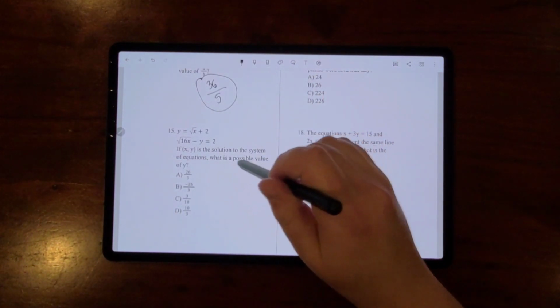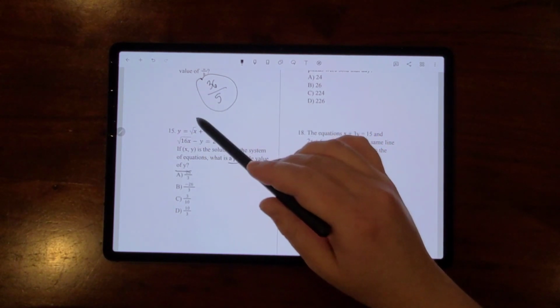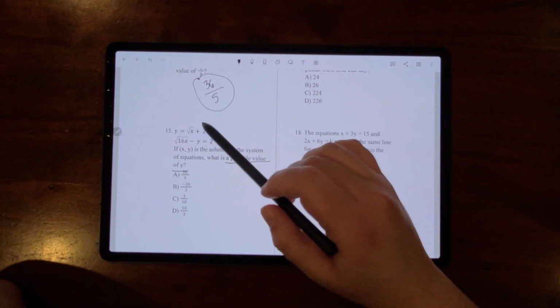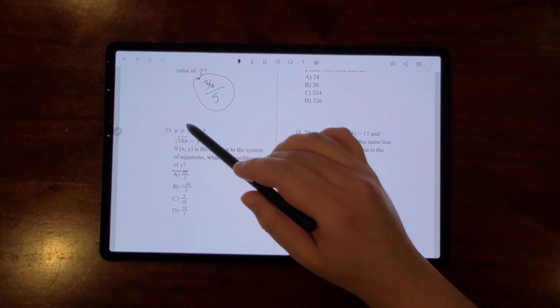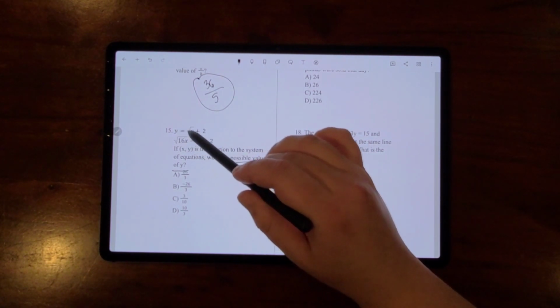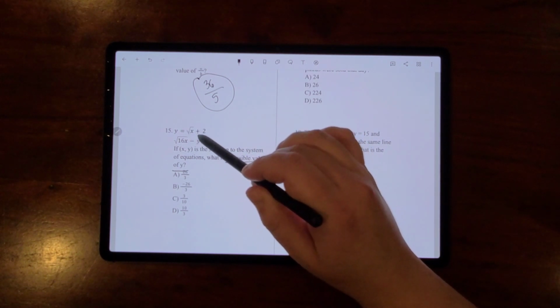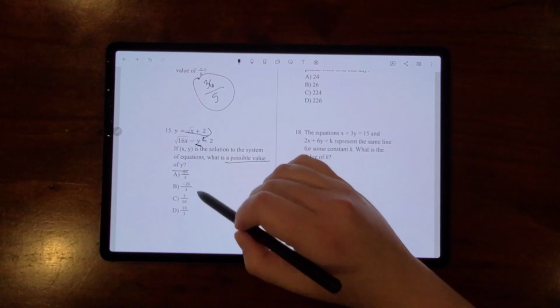So for this one, we're trying to find a possible value of y for the system. So let's see, what would be the easiest thing to do? It would probably be substitution, since y is already by itself right here. So y is equal to root x plus 2. So instead of saying y in the second equation, I'm going to put root x plus 2 because they're supposedly equal. So that's what I'm going to do in the second equation.